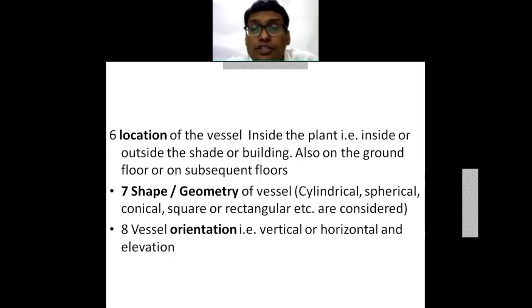Then the location of the vessel inside the plant, whether it's inside or outside the building, or whether it is suitably located on the ground or on some second, third floor, all that is to be taken into consideration. If it is on the ground, then which type of support. If it is on the second floor, then which type of supports. All these are the different considerations based on the location that will be taken into account.